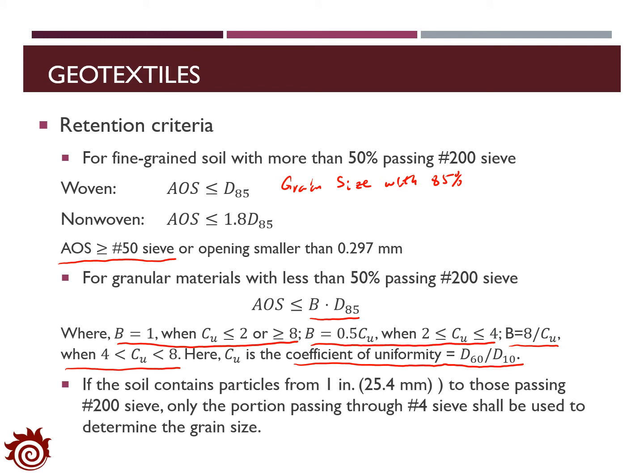Moreover, if the soil contains particles from 1 inch to those passing number 200 sieve, then we will only consider the portion passing through number 4 sieve. And all the other portion, which has particles with a size higher than the number 4 sieve, should be removed.